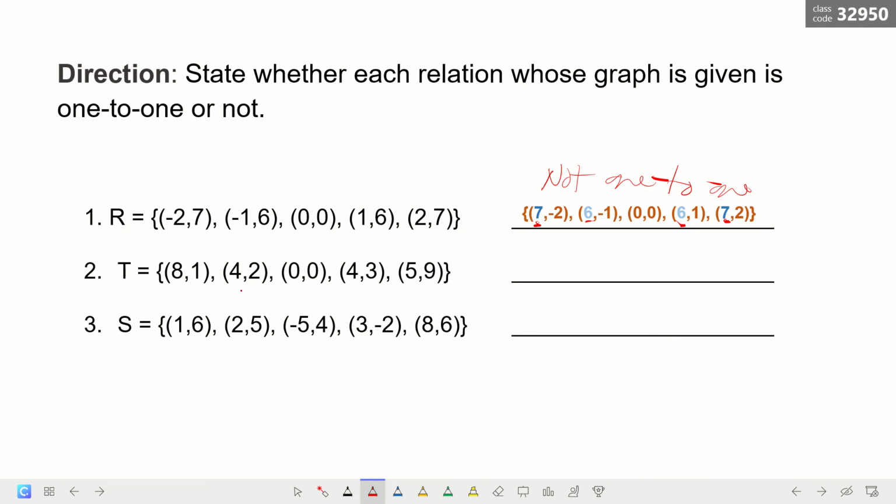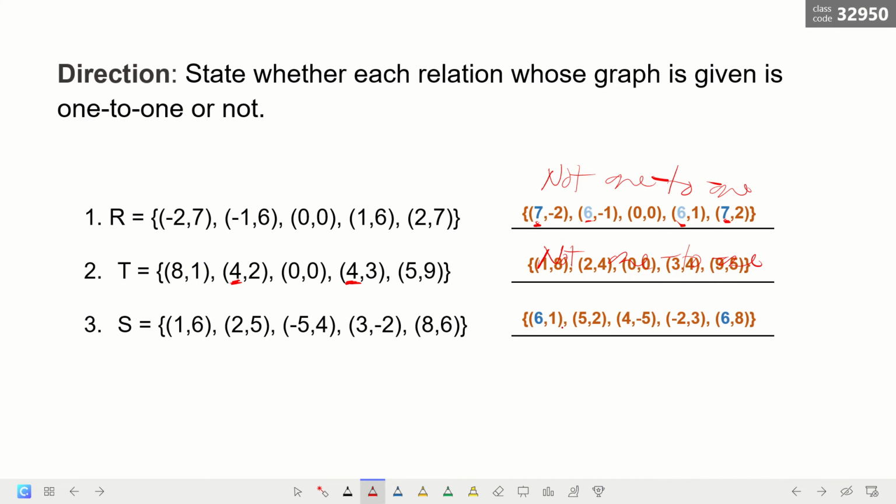For number 2, number 2 is not a function, because as you can see. This is not a function. Not 1-to-1 also. Not 1-to-1. Number 3, so if we get the inverse relation of this 3, this is also not 1-to-1.